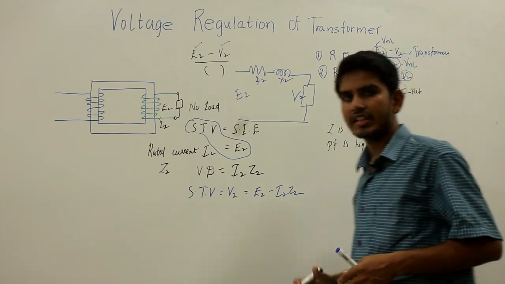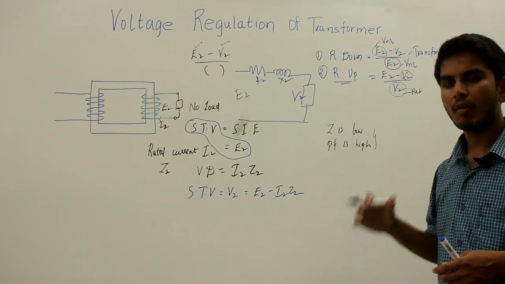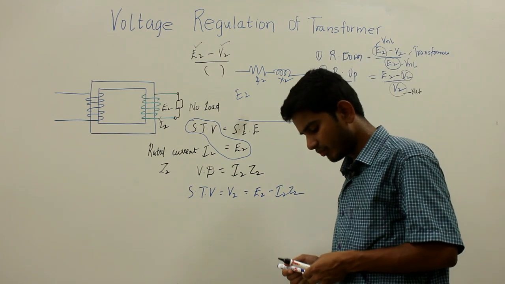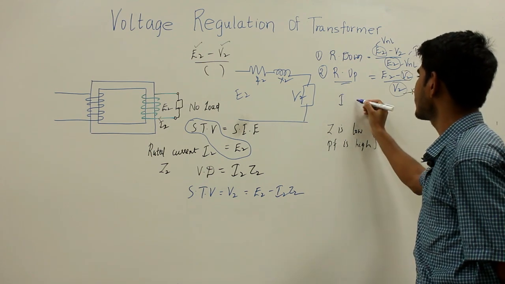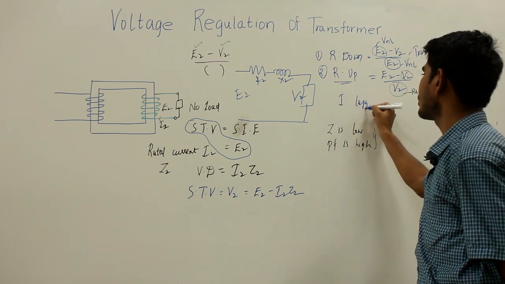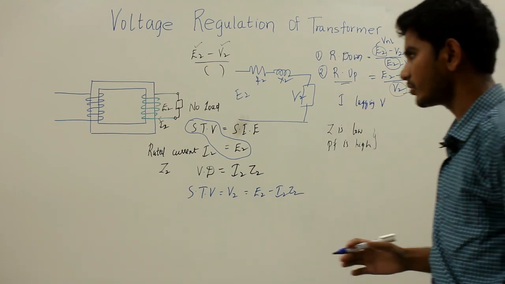So now let us derive the voltage regulation of a transformer for a lagging power factor. The term lagging power factor means your current is lagging your voltage. So let us draw the phasor for this.